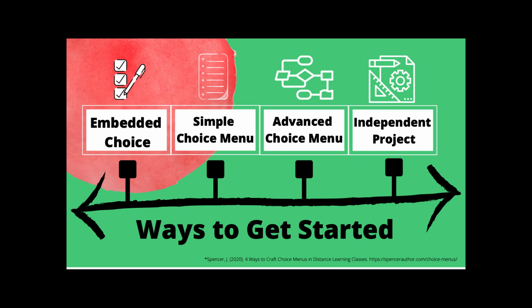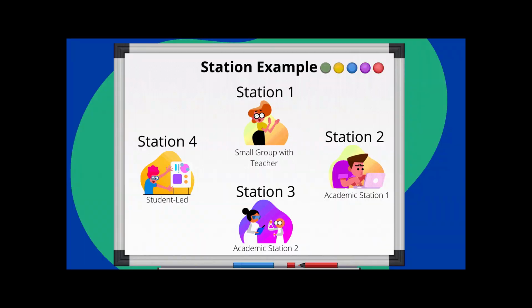With embedded choice, students work on the same learning target but have different products. Simple choice menus are similar, but students have a choice of an assignment. Advanced choice menus, students choose their learning target, their resources, and the product. An independent project is completely student-driven, and they pick the topic, how they're going to learn it, and how they'll display it. Many times, having stations, centers, or even makerspaces can allow for a seamless opportunity to embed student choice.